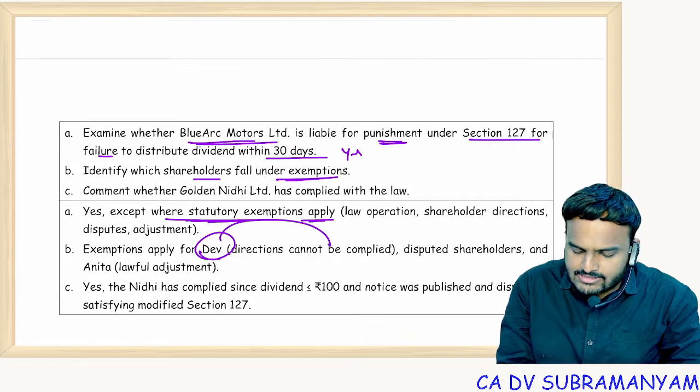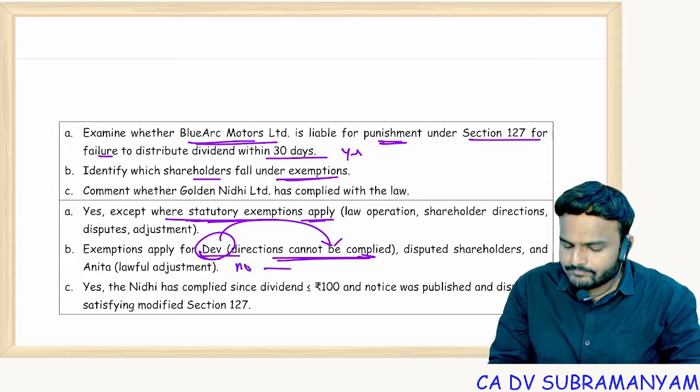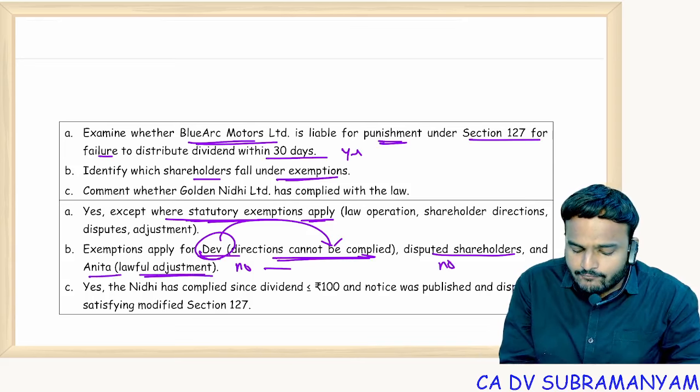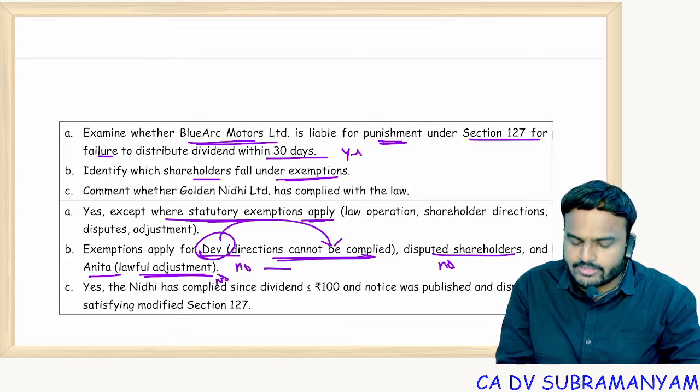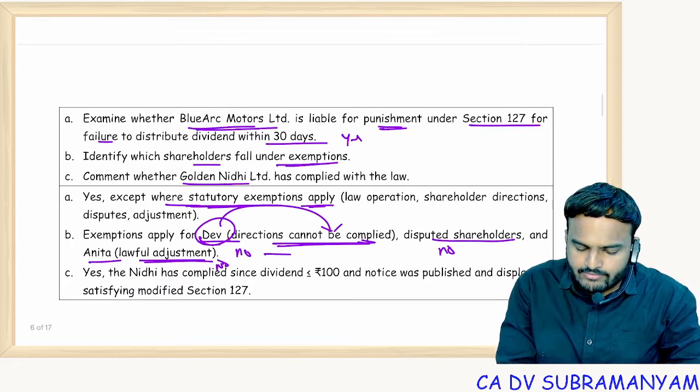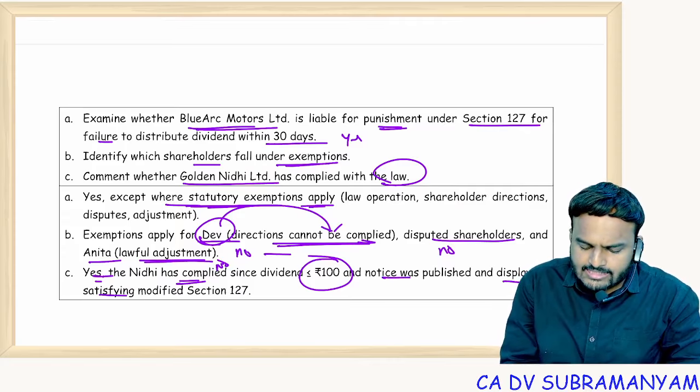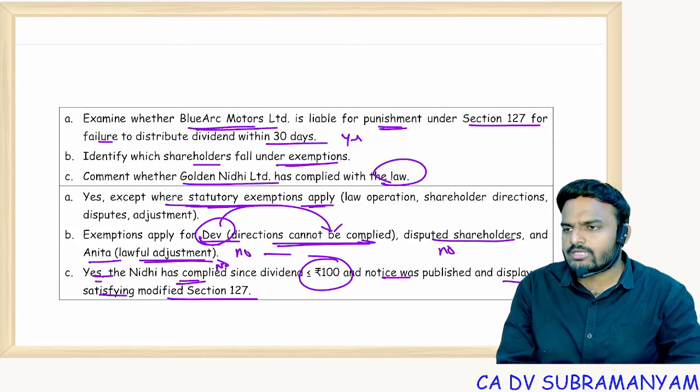Dev's directions cannot be complied with and the same has been communicated. So with respect to Dev, there is no punishment to the company. Disputed shareholders, no punishment. Anita, lawful adjustment against the dues, no punishment. And for the Nidhi company, comment whether Golden Nidhi company has complied with the law. Yes, Nidhi has complied since the dividend is up to 100 rupees. Notice was published and displayed, satisfying the modified section 127.